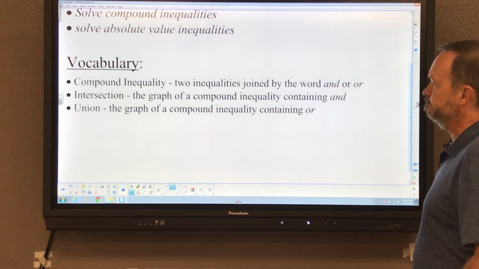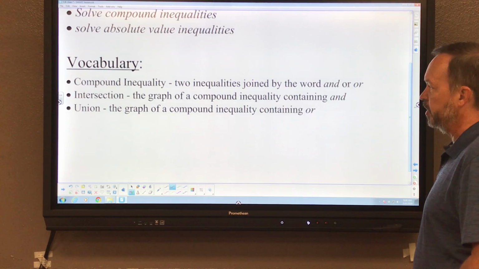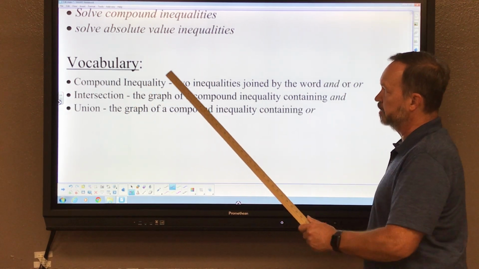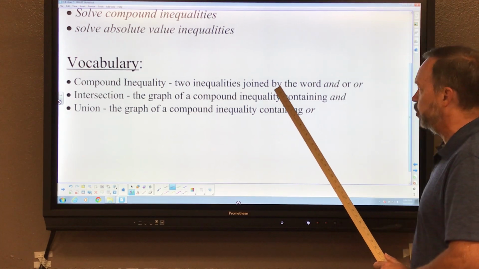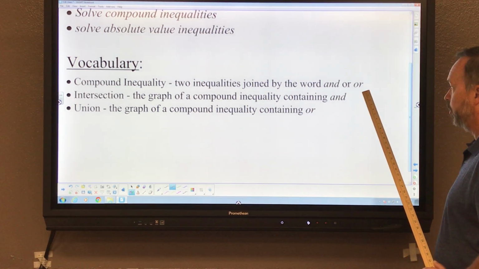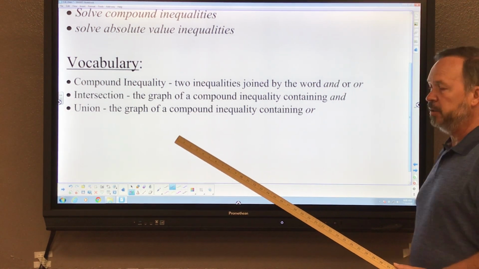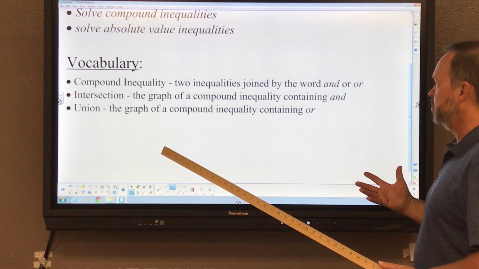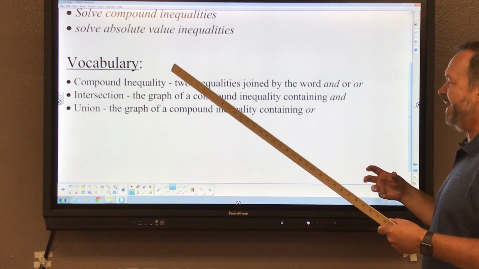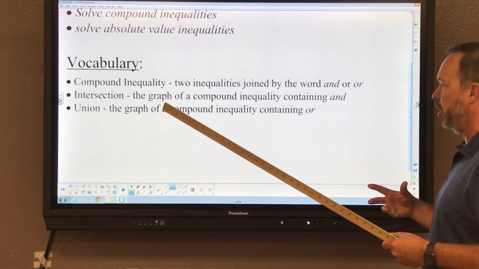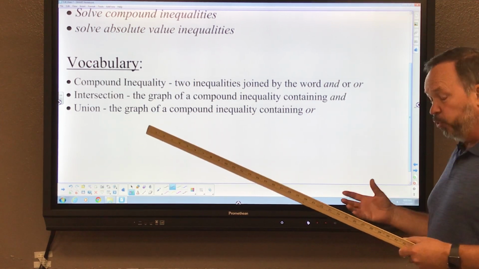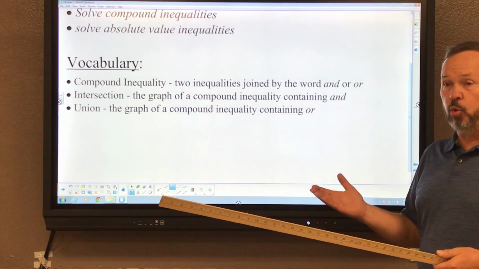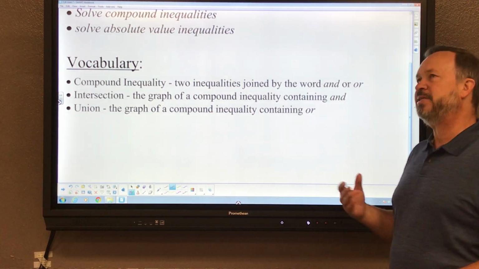A couple of important vocabulary words here: intersection and union. This says compound inequality because I mentioned it there. Two inequalities joined by the word and or or. And, or. These are conjunctions. These are words that we use to connect things, and it's not foreign to us. We do it in our vocabulary on a daily basis.